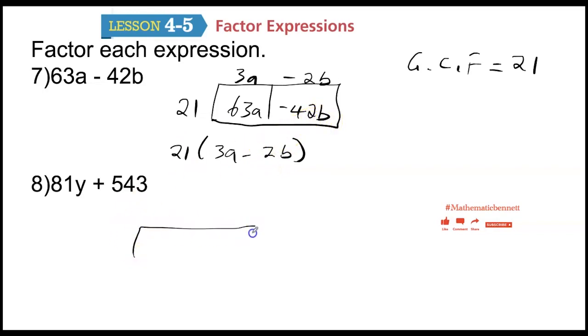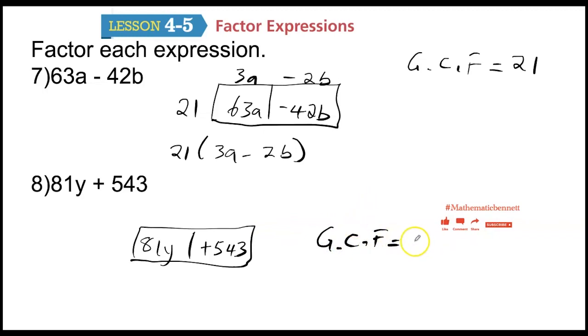All right, let me use the area model for this example as well. 81y plus 543. So we need to find a number that is common, the GCF. So let us find the GCF. All right, we see that the GCF would be 3. All right, so 3 into 81 would give me 27y.